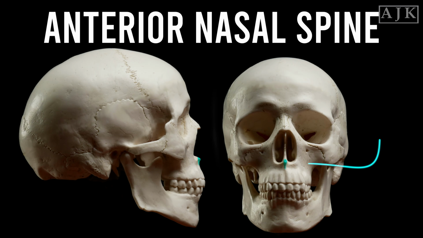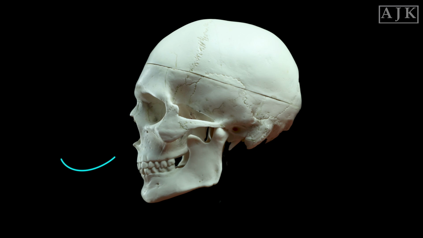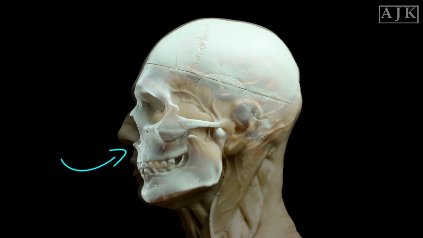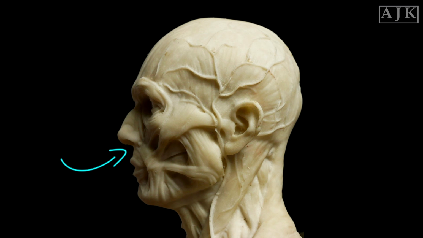The fourth feature is the anterior nasal spine of the maxilla. This is the tiny bump where the cartilage of your nose attaches to the skull. You can feel it on yourself, that bump right at the bottom of your nose. That bump is the anterior nasal spine of the maxilla. And on the skull, it gives us a clear indication of where the bottom of the nose is located.